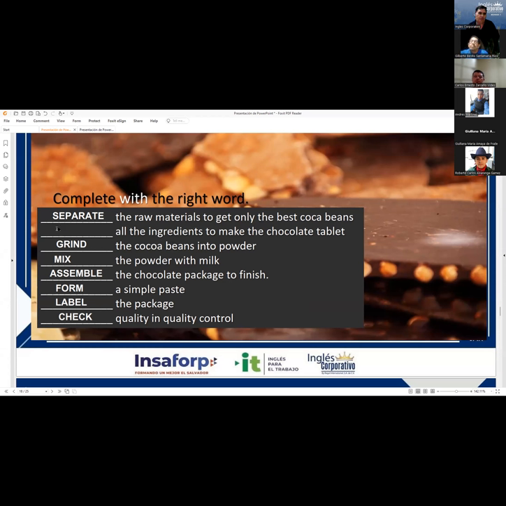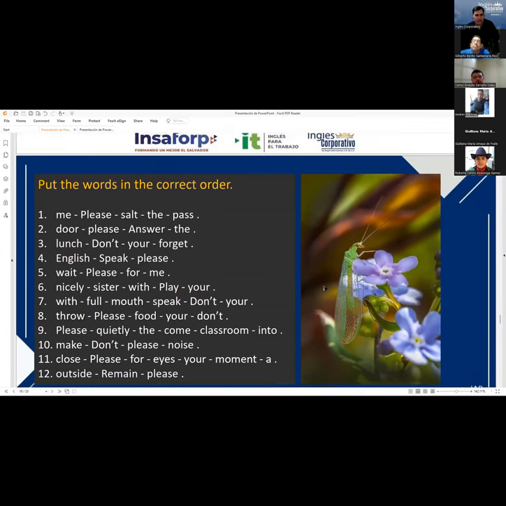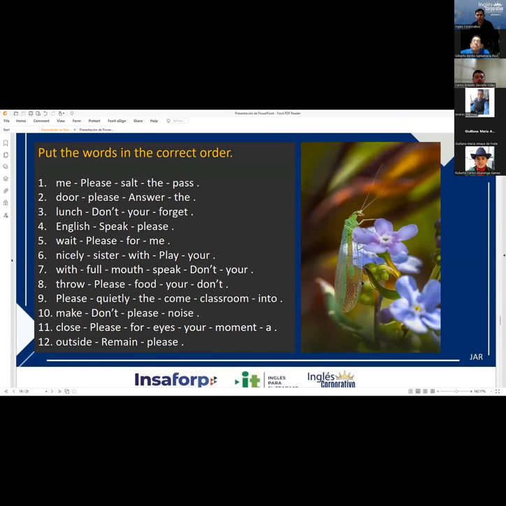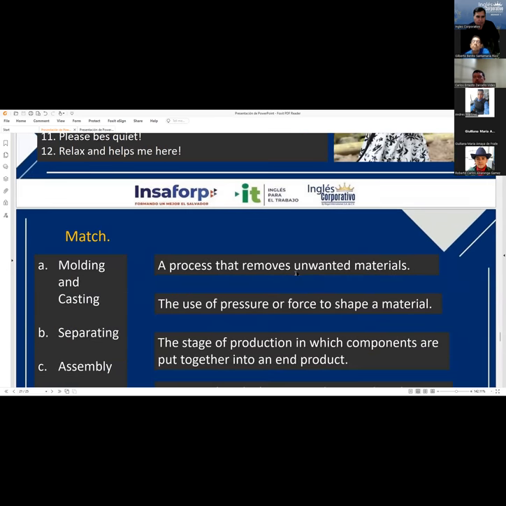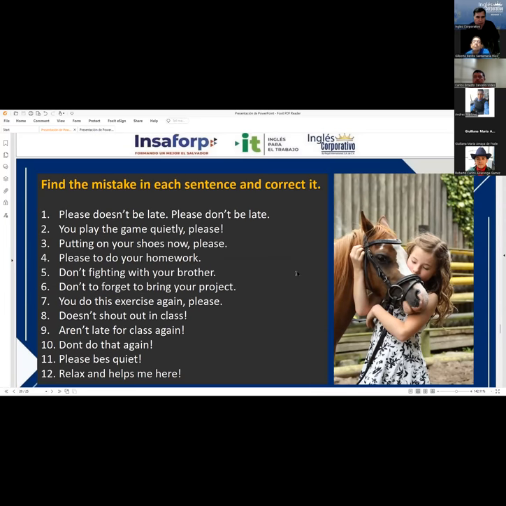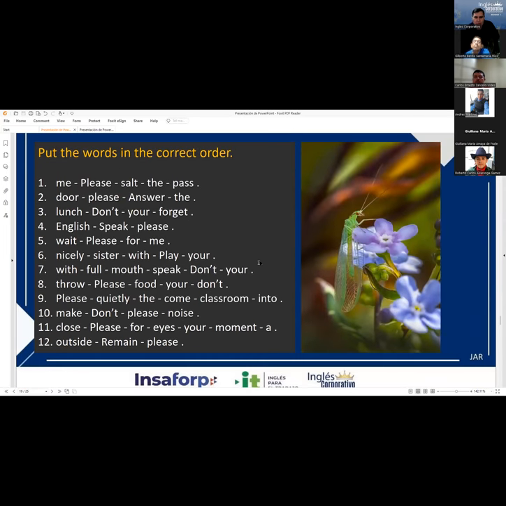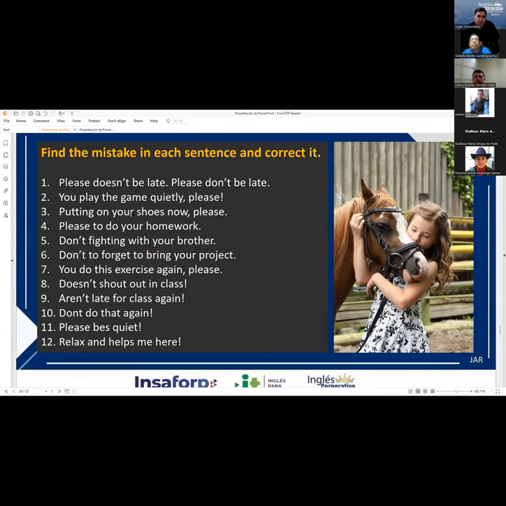Let's see. Form. Yes. Maybe this one, because it talks about the tablet. Okay. Excellent. Yes. Now we're going to do this one. Put in order. Put in order. And then we have to do this one. Find the mistake. So we're going to go to the groups to do this one and this one.